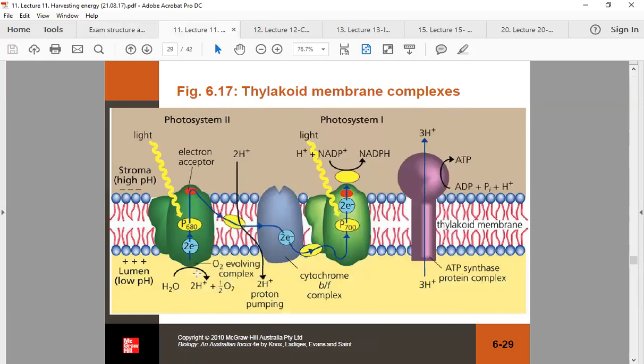So here's another output, oxygen. And remember, photosystem 2 is the oxygen evolving complex, because that enzyme that splits the water molecule is found in photosystem 2, but not in photosystem 1. And that's why it's widely believed that photosystem 1 was the first photosystem to evolve, and photosystem 2 evolved later on to start producing oxygen and evolving oxygen into the atmosphere.